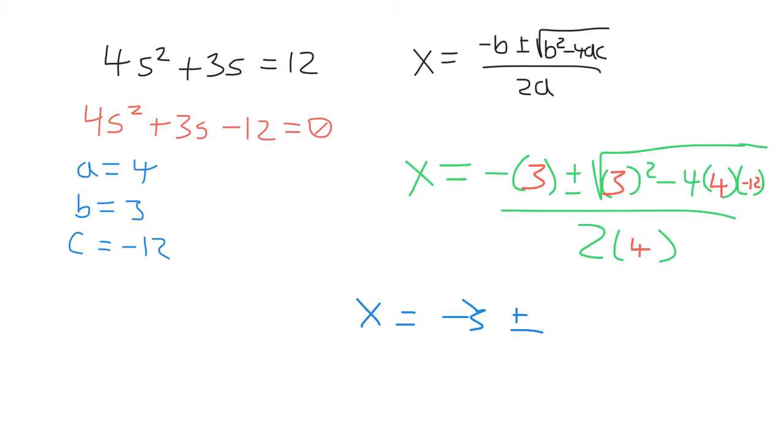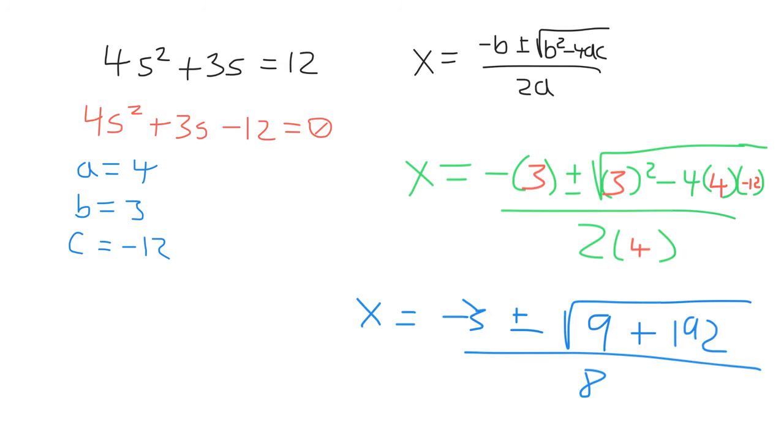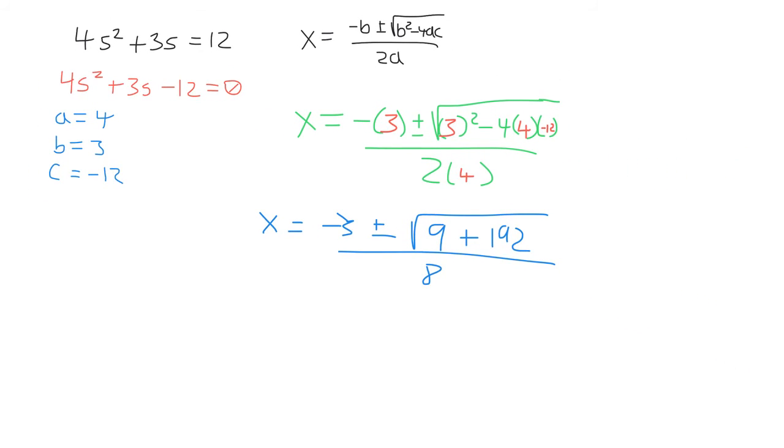Negative 3 plus minus the square root of 9, and then I pause, and then I ask myself, negative times a positive times a negative, well, that's going to be positive, so it's going to be 9 plus something. And then I ask myself, well, what is 4 times 4 times 12? Well, 4 times 4 is 16, and 16 times 12 is 192. And that's going to be all over 8. So that is what that one is. And then we have negative 3 plus minus, well, that would be the square root of 201, all over 8.